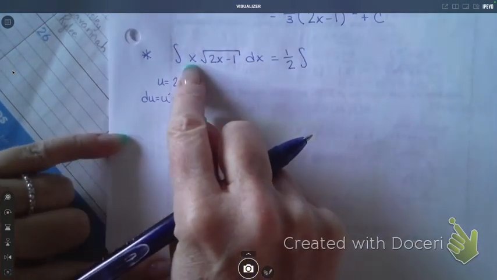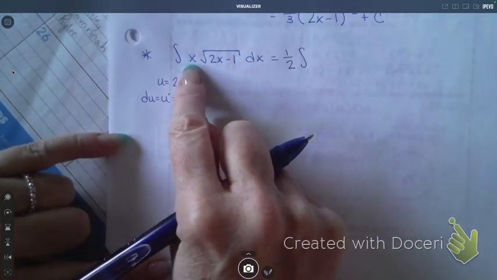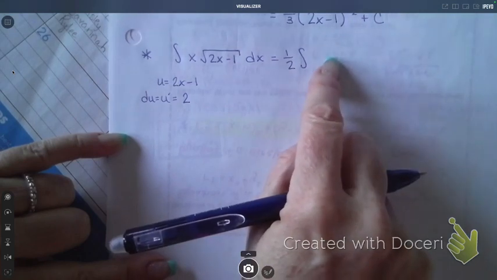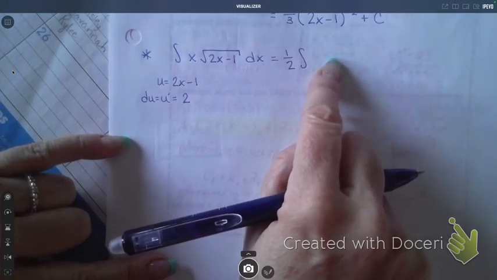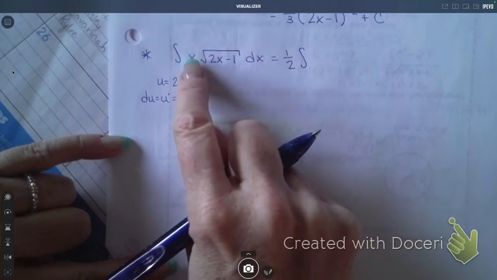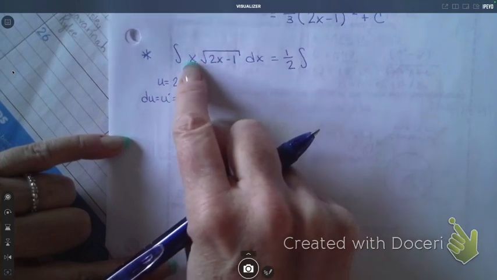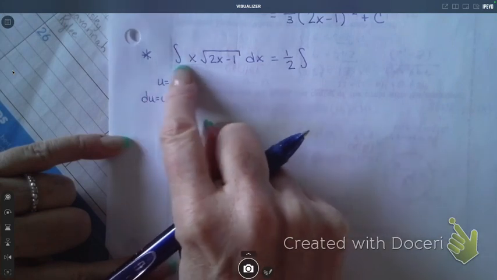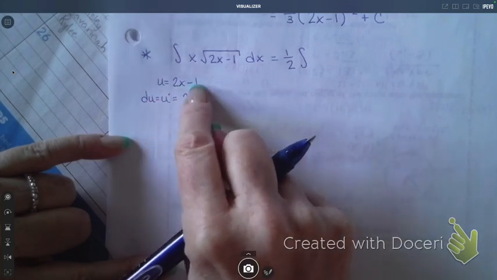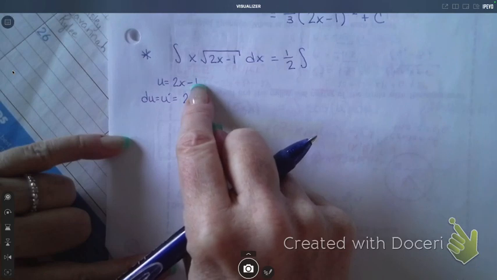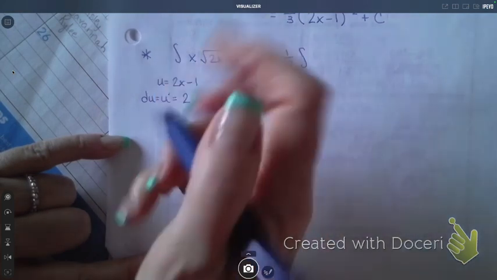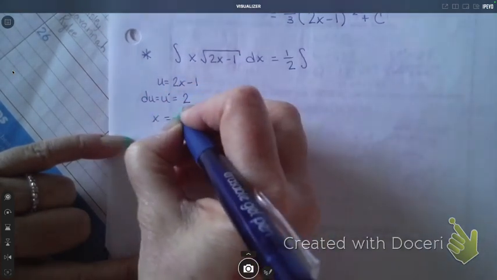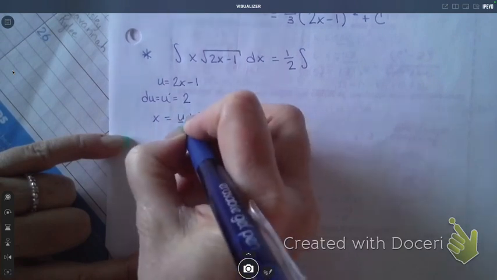But what do we have here? An x. We can't have u's and x's over here, can we? No. We only can have u's. If we have u's, we have to have u's. If we have x's, we have to have x's. So we need to solve and get that x in terms of u. Well, do we have an equation that we could do that in? I have u equals 2x minus 1, right? So if I was going to solve that for x, I would add 1 and divide by 2. So x equals (u plus 1) over 2.